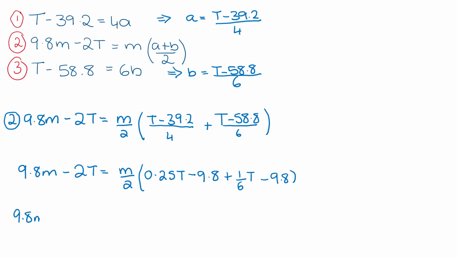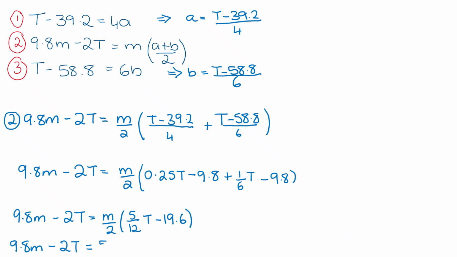So tidying this up a little bit gives us m over 2. In terms of my tension, 0.25T plus 1/6 is literally 5/12. The calculator can help you do that really nice and quickly. And that's 19.6. And then I'm going to try to get one more line in here. I'm going to multiply in that first fraction. So that gives me 5m over 24 T minus 9.8m. So now I have something a little bit nicer.